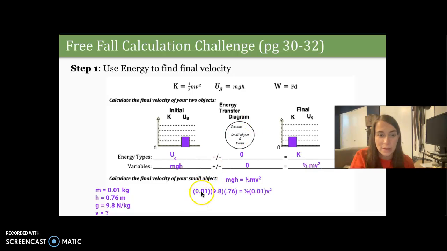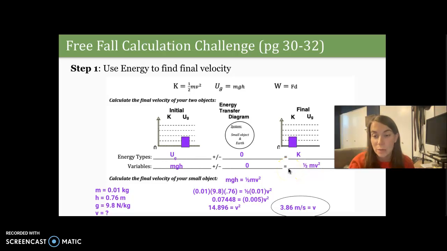All right, so I've got the mass, gravity, and height, the mass and velocity squared. So if you multiply the left side together, you get this number. You multiply the right side, you get this number, and then we divide by that 0.005. That gets me v squared. Then I have to take the square root of both sides, and you should get 3.86 meters per second. So that's the velocity we would expect the small block to have when dropped from this height right before it hits the ground.